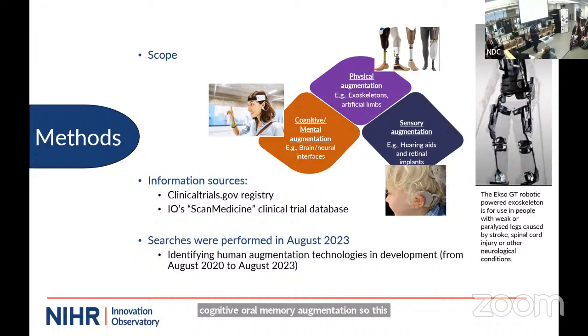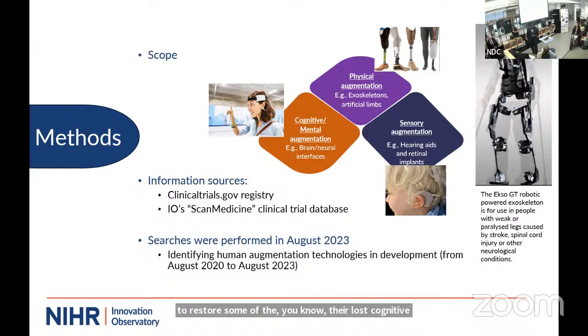And also we looked at cognitive or memory augmentation. This technology can be used to improve various aspects of cognitive functioning, such as memory, attention, problem solving, decision making, and creativity. And it can also be used to help people with cognitive disabilities, such as Alzheimer's and dementia, to restore some of their lost cognitive functions.